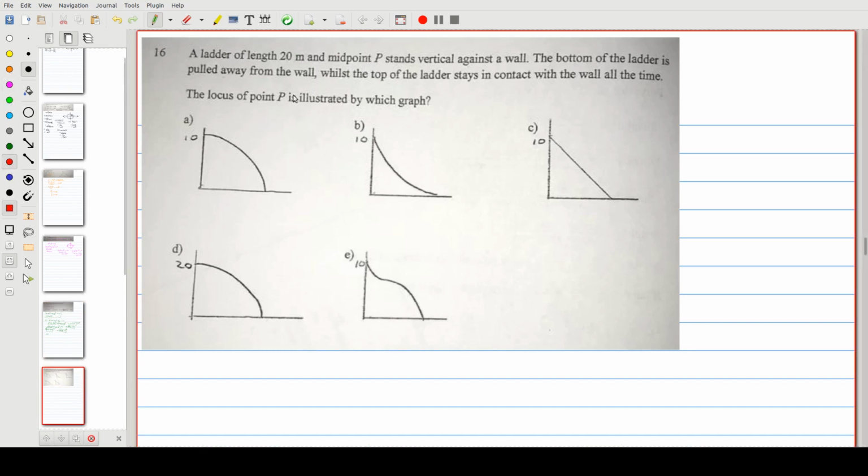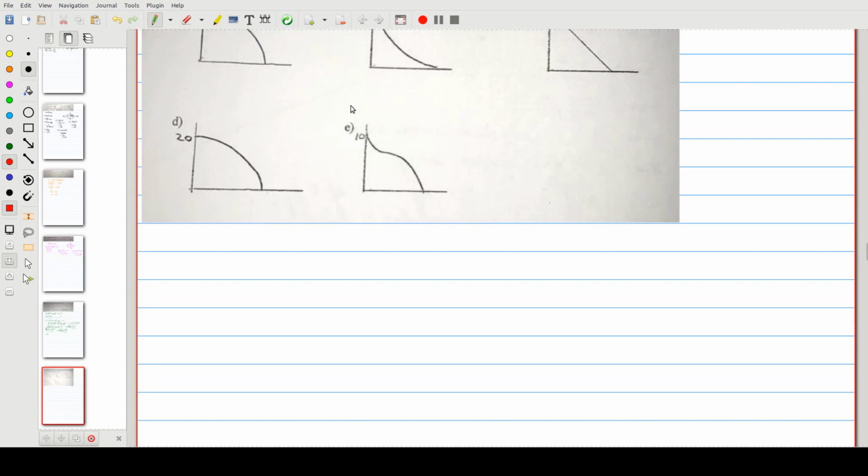A ladder of length 20 meter and midpoint P stands vertical against the wall. The bottom of the ladder is pulled away from the wall, whilst the top of the ladder stays in contact with the wall at the time. The locus of point P is illustrated by which graph? Okay, so let's see this. And midpoint P. Okay, so if we have, this is our wall, this is the ladder.